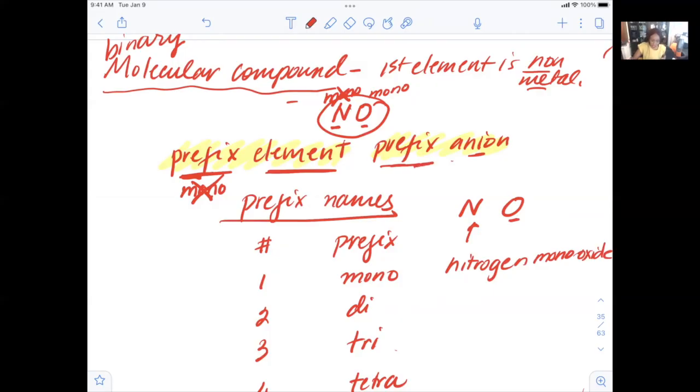Between the second prefix and the anion, if the second prefix, the prefix name, ends with an A or an O, and then the anion is, say, oxide, you consolidate the letters. So the O and this O become one O. Essentially, the oxide name remains, but the last letter of the prefix gets dropped off. So we don't have monooxide, we just have monoxide. And we don't have pentaoxide, we just have pentoxide.